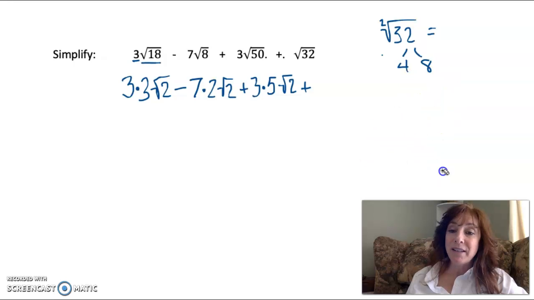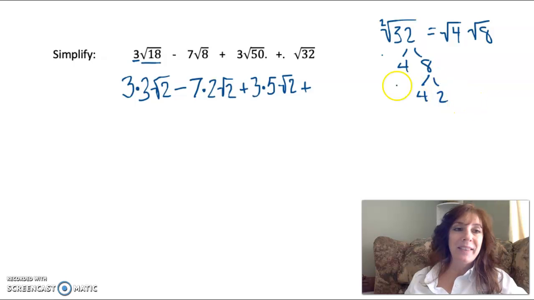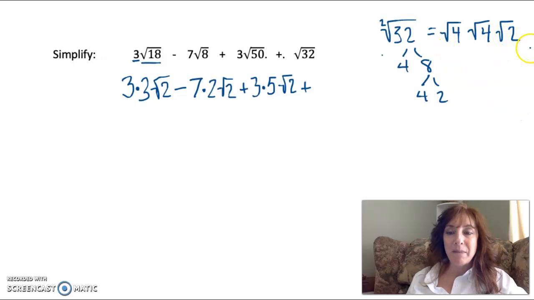And 4 is a perfect square, so that's awesome. I can use that. The square root of 4 times the square root of 8 is the same as the square root of 32. But 8 is also 4 times 2. So I can rewrite the square root of 8 as another square root of 4 and a square root of 2. So 4 times 4 times 2 makes 32.